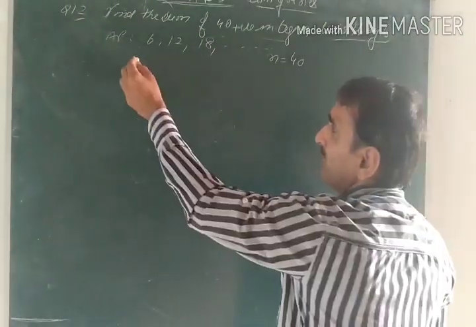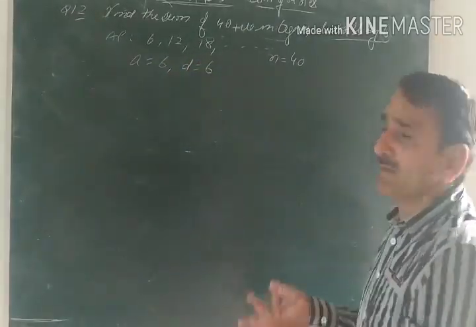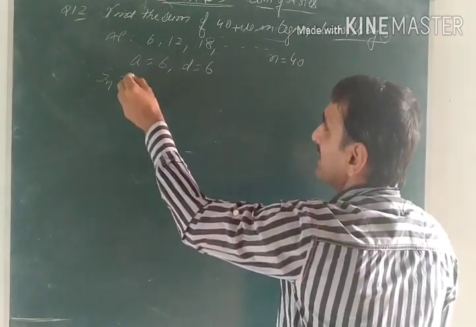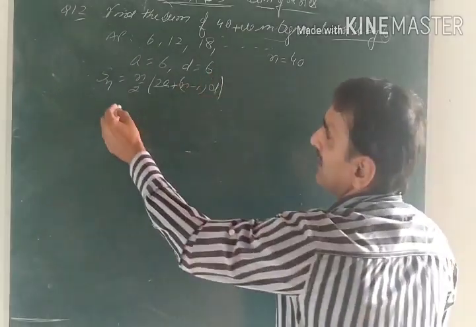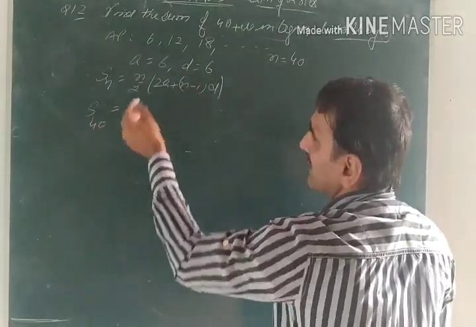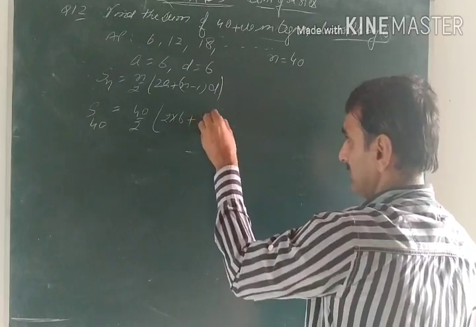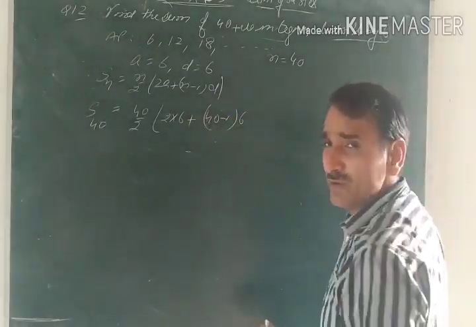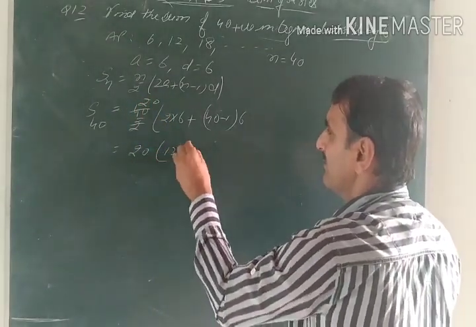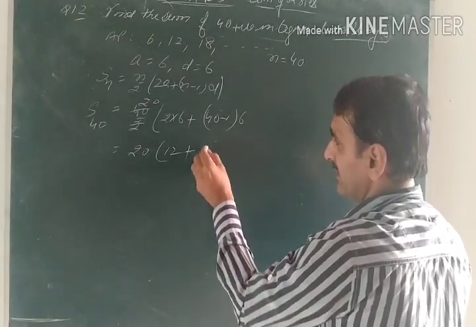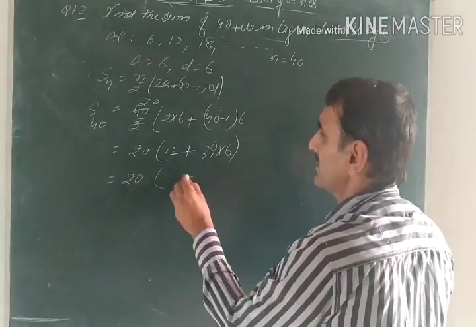Then very easily we can say that a is 6 and d is also 6, n is 40. Then find the sum, simple. So apply Sn, right? Sn is n by 2 into 2a plus n minus 1 into d. Find S40. Then 40 by 2 into 2 times 6 plus 40 minus 1 into again 6, because d is again 6. This one is 20 into 12 plus 39 into 6.